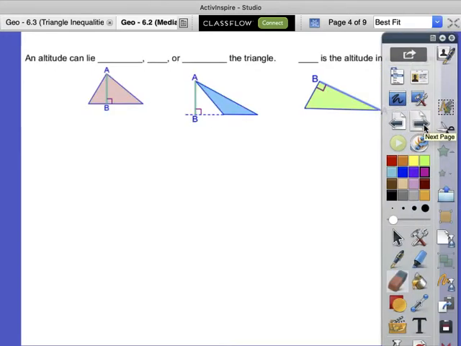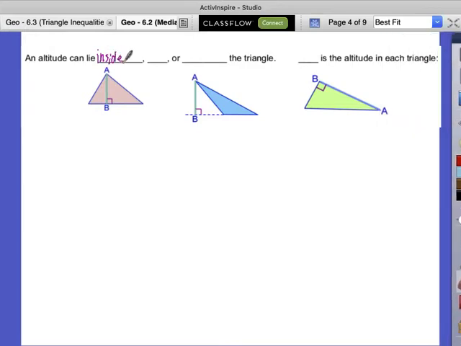So an altitude can lie in one of 3 spots. It can either be inside the triangle like it is here. In this one, here's our altitude. It's not inside the triangle, but outside. It's along the line. This one is on the triangle. And where's the middle one at? Outside. So the altitude can either be inside, on, or outside the triangle.